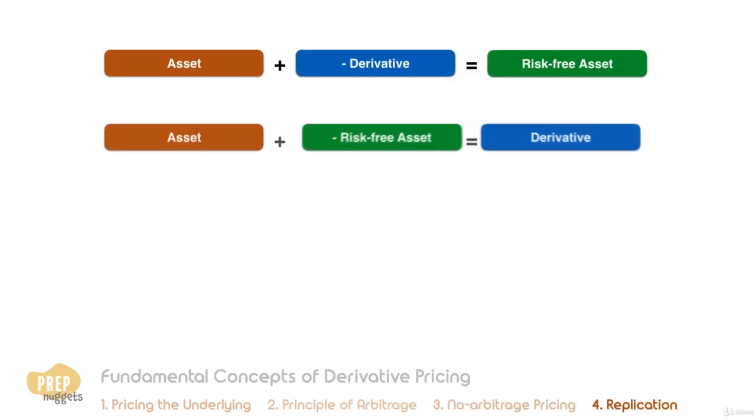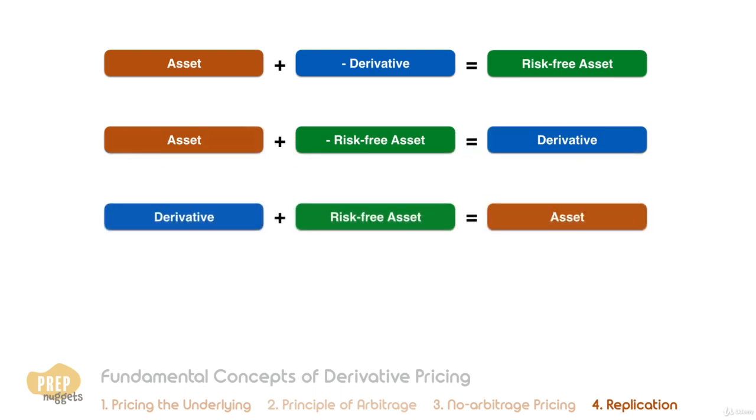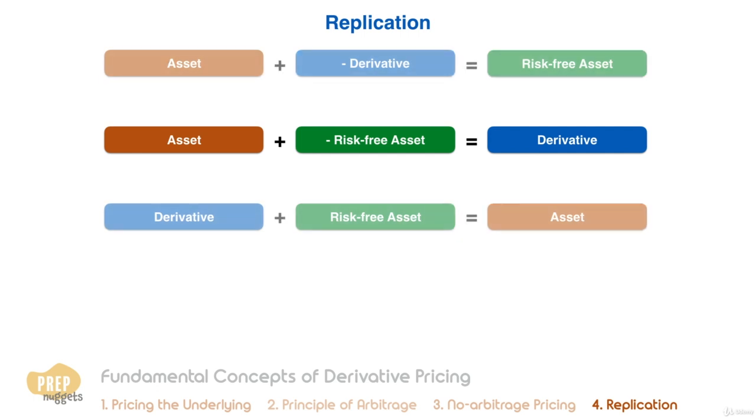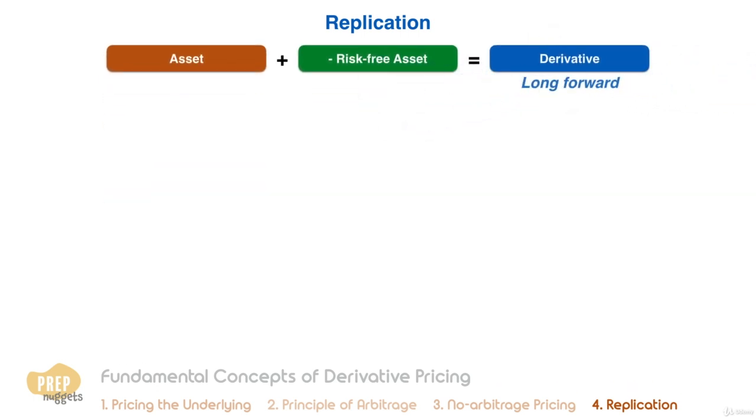It follows that the asset and the risk-free asset can be combined to produce the derivative. Alternatively, the derivative and the risk-free asset can be combined to produce the asset. This process of creating an asset or portfolio from another asset, portfolio, and/or derivative is known as replication. So for this example, we show how a long forward position in an asset can be replicated by borrowing at the risk-free rate to buy the asset.